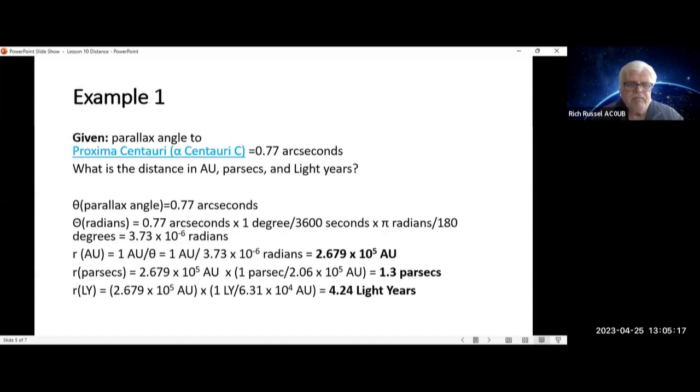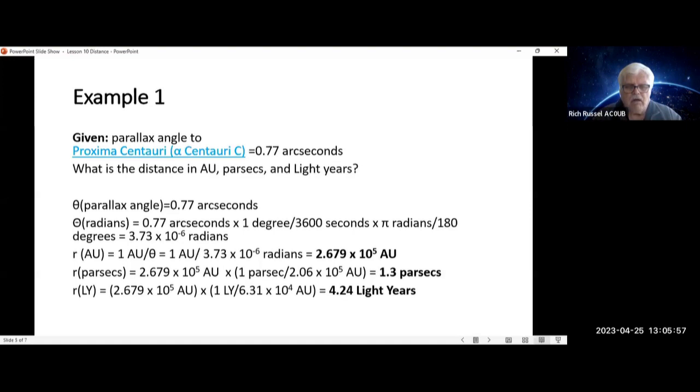Let's do an example. Proxima Centauri, the parallax angle to Proxima Centauri is 0.77 arcseconds. What is the distance in AU, parsecs, and light years? So the parallax angle of 0.77 arcseconds, first you need to convert that to radians. So you take the 0.77 arcseconds times 1 degree over 3,600 seconds times pi radians over 180 degrees, which is equal to 3.73 times 10 to the minus 6 radians.